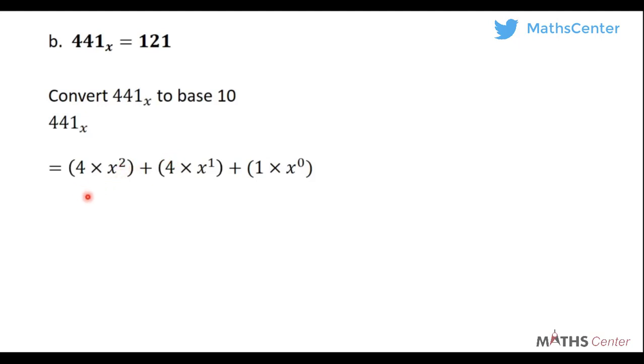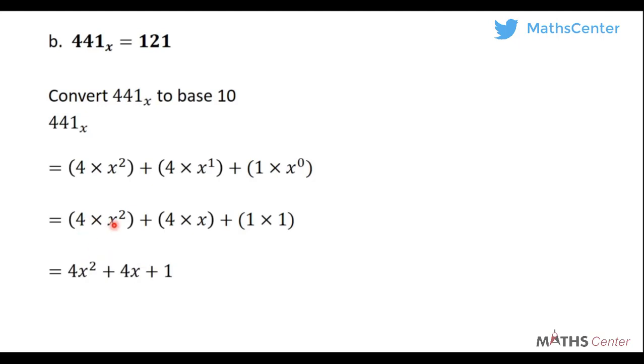So this is going to give us 4 times x squared, plus 4 times x, x exponent 1 is the same as x, plus 1 times, now x exponent 0 is 1. Remember I said any number or variable with exponent 0 is 1, so x exponent 0 is also 1. 4 times x squared will give us 4x squared, plus 4 times x will give us 4x, then plus 1 times 1 will give us 1.